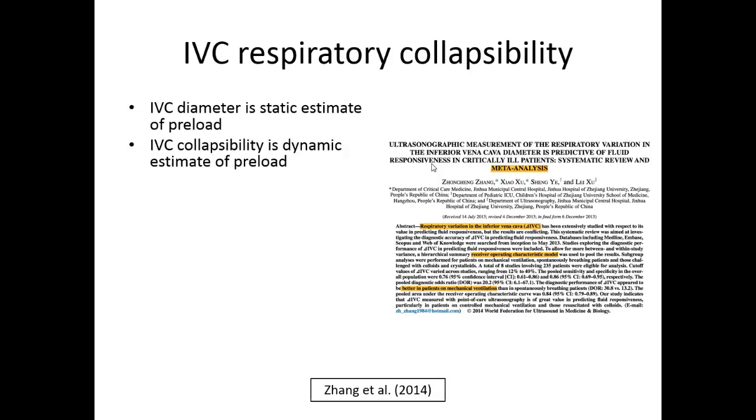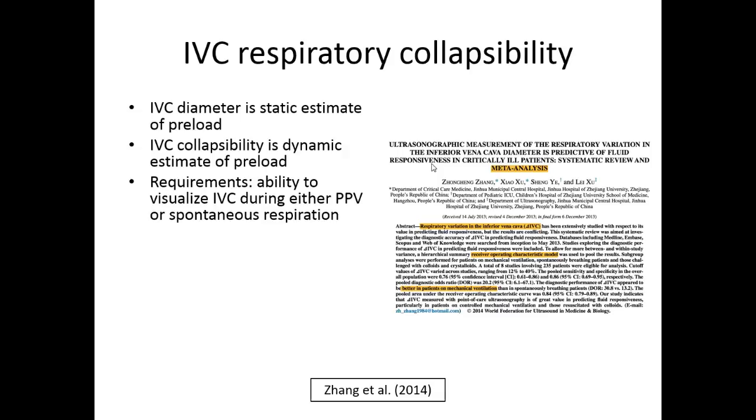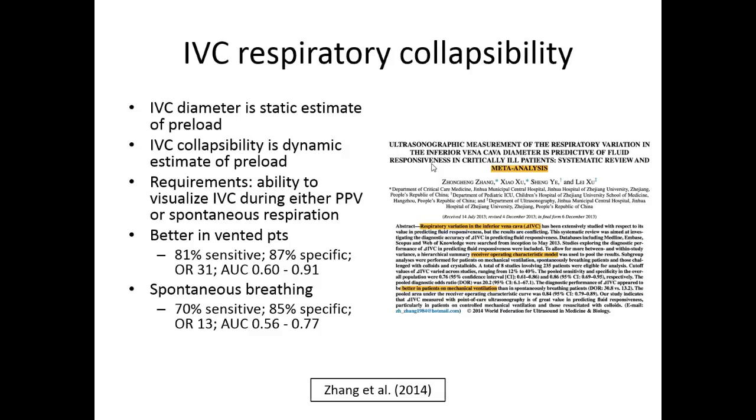Conversely, changes in the IVC diameter in response to positive pressure ventilation or spontaneous respiration, that's a dynamic variable. So it's kind of confusing because it's not an experiment in the same sense as measuring cardiac output and then doing a fluid challenge and then remeasuring it. The patient's own respirations or the ventilator's respirations are what's changing your preload. So in order to do IVC ultrasound, you've got to be able to see the IVC, and then you have to have the patient either spontaneously breathing or with positive pressure ventilation.